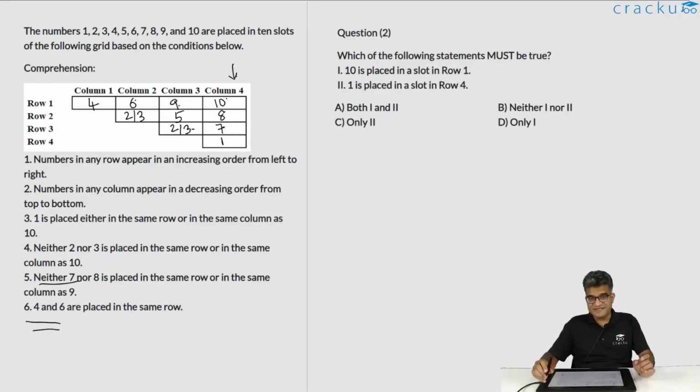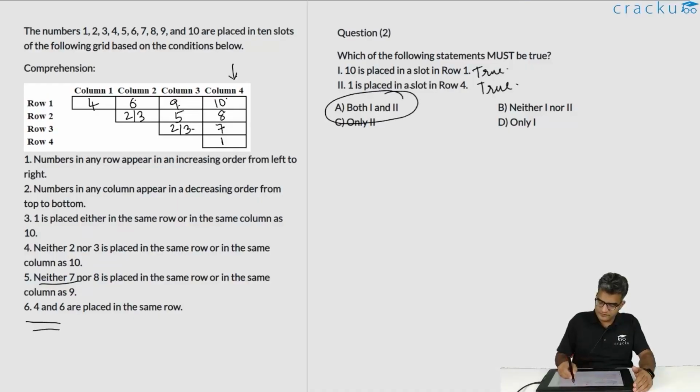Which of the following statements must be true? 10 is placed in a slot in row 1. This is true. 1 is placed in a slot in row 4. This also is true. Both of them are definitely true. So the correct answer is both 1 and 2.